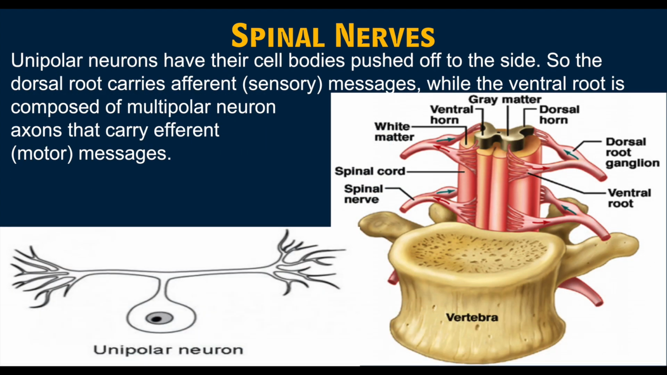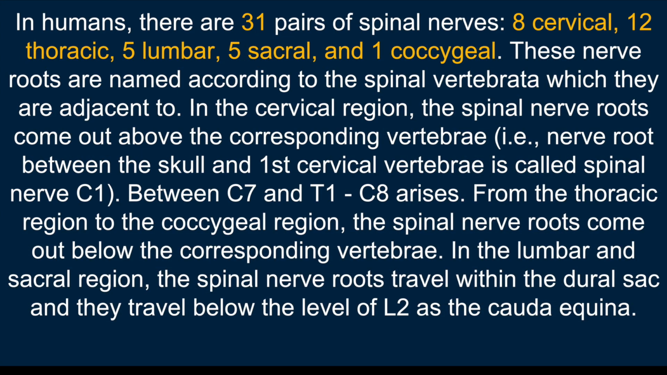Unipolar neurons have their cell bodies pushed off to the side, so the dorsal root carries afferent or sensory messages, while the ventral root is composed of multipolar neuron axons that carry efferent or motor messages. In humans, there are 31 pairs of spinal nerves: 8 cervical, 12 thoracic, 5 lumbar, 5 sacral and 1 coccygeal. These nerve roots are named according to the spinal vertebrae which they are adjacent to.